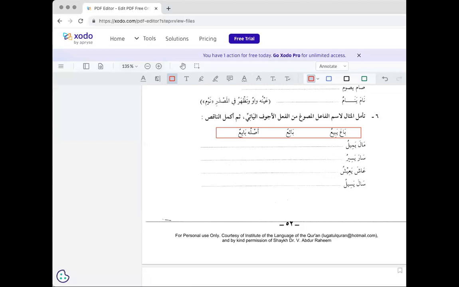Jazakallah khair, good try. So what do you think Sala Yasilu means? Well, yes, to flow. Barakallahu feek. Sala daman, his blood flowed. Sala al-ma, water flowed.